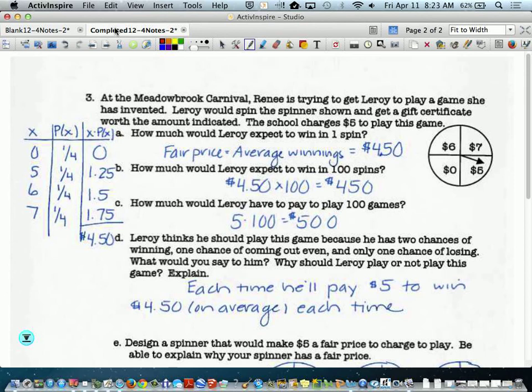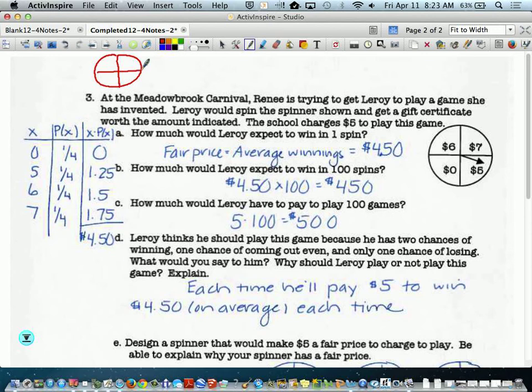Now, doing a problem like this, the last one is: design a spinner that would make $5 a fair price to charge to play, and be able to explain why your spinner has a fair price. Did anybody design one? I did. Okay, Rose, let's start with you.